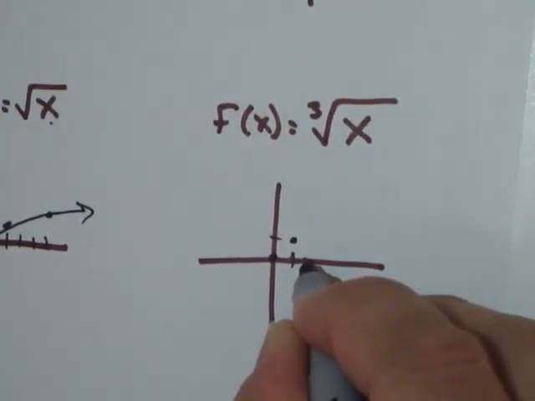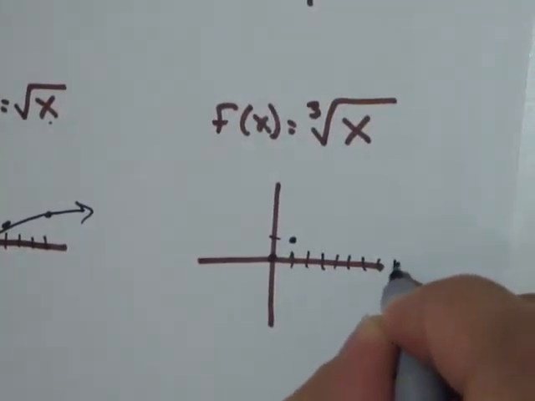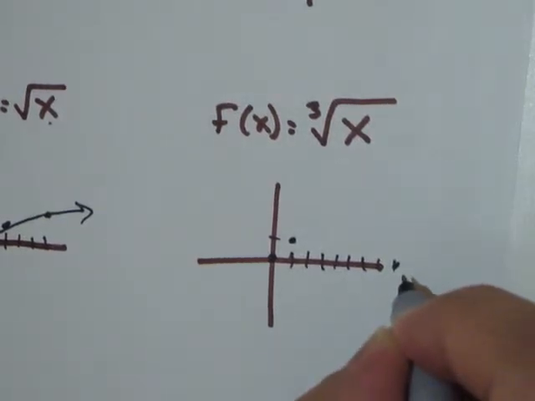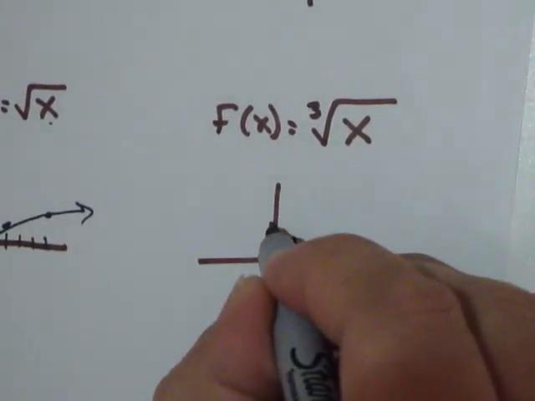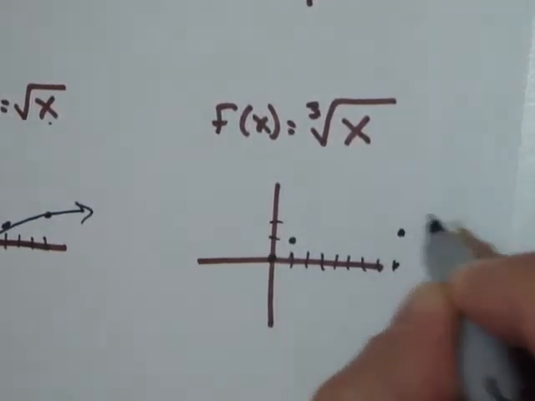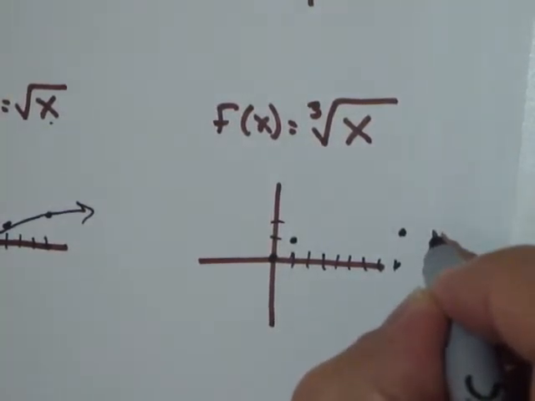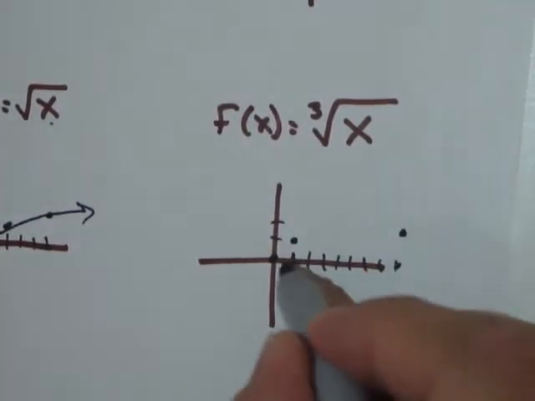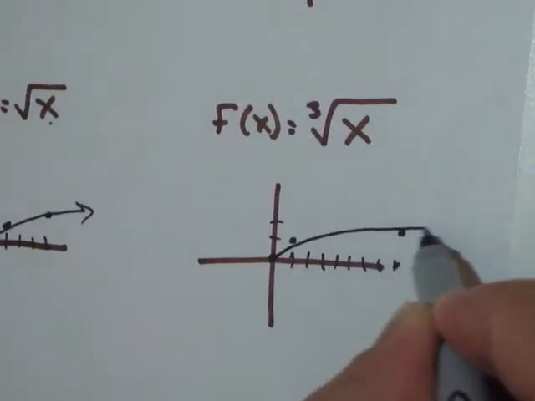Let's go all the way to 8, out here. So what number do you have to cube to get 8? Well, 2, because 2 cubed is 8. So the cube root of 8 is 2. And so then it ends up looking something like this.